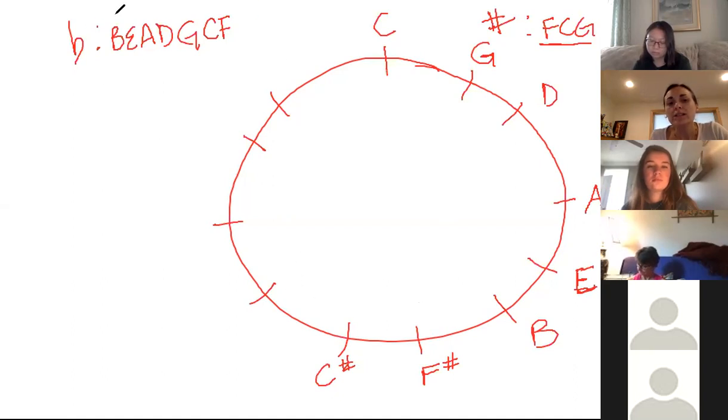The way this works is that the second to last flat listed is the name of the key. Now, this is a little bit weird starting with because we've said this earlier. F major is the key that has one flat, right? So if we have one flat, we don't have a second to last flat. So it might be easiest to just memorize, okay, F has one flat.